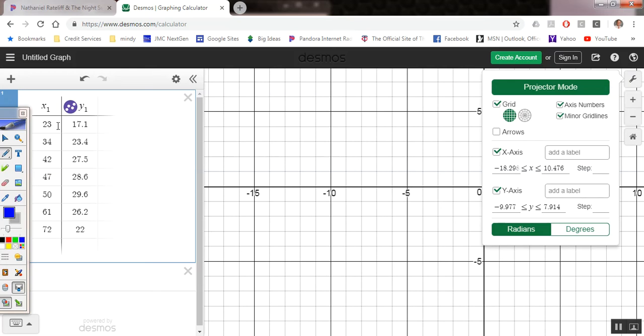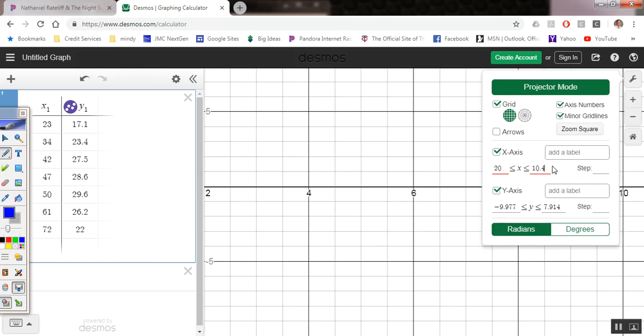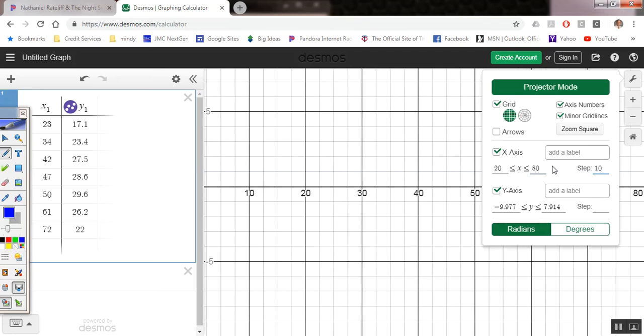Our lowest value was 23. So I'm going to get something a little bit lower than that. So on this x-axis part right here, I'm going to put in, say, 20. Okay? Now, what was the highest x value in the table, kids? 72. 72. So I'm going to go a little bit more than 72. I might go ahead and call it 80. Okay, and then this step over here, I think a good step would say go by tens, because 20 to 80, those are all sets of 10s. So I'm going to put that in there.